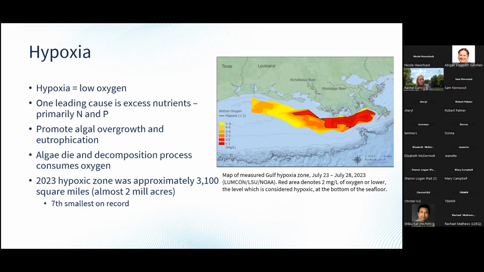Now, NOAA goes and measures the hypoxic zone annually. And so this most recent report was published on August 2nd, 2023, and it measured the hypoxic zone to be approximately 3,100 square miles, which is almost 2 million acres. And to put that in a little bit of perspective, that's about the same size as Yellowstone National Park.